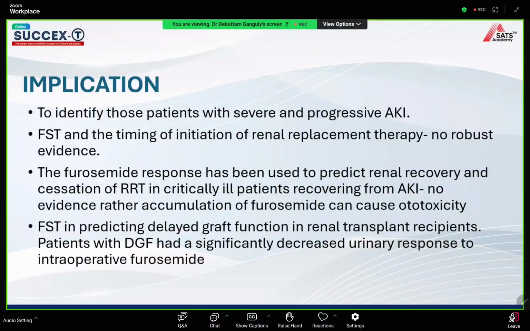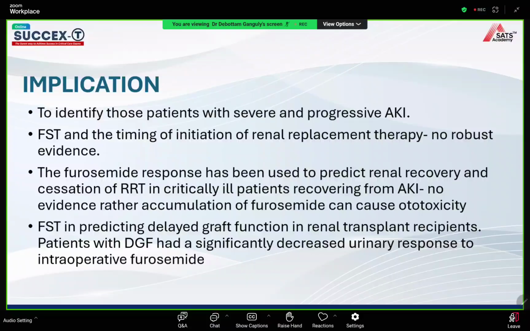If FST is not responded, then we start the RRT. But there is no robust evidence regarding that. There are multiple small trials, but there is no good evidence for that. And still, the indications of renal replacement therapy are the same as I discussed in my first few slides.